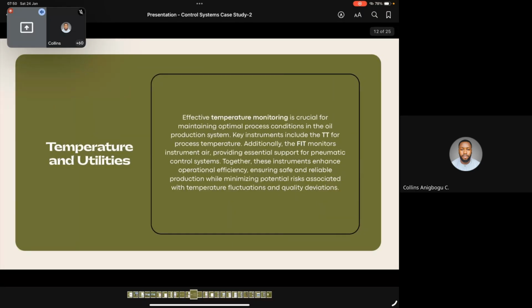So, and then we have the temperature and the utilities. We monitor the temperature of the tank so that you have optimal process conditions in the oil production. And essentially, you use a temperature transmitter to do that monitoring, right? Because again, if temperature elevates too much, it can initiate combustion, that is fire. And you don't want fire in the plant. You don't want to burn the plant down, right?